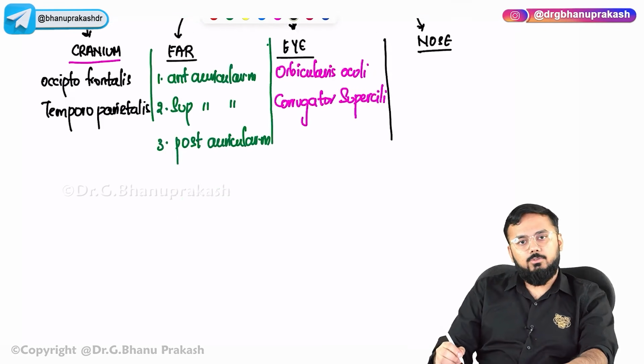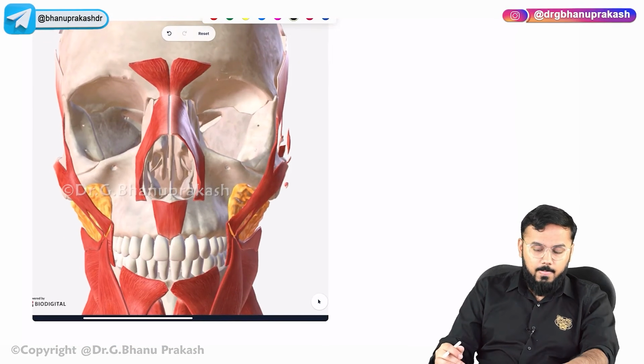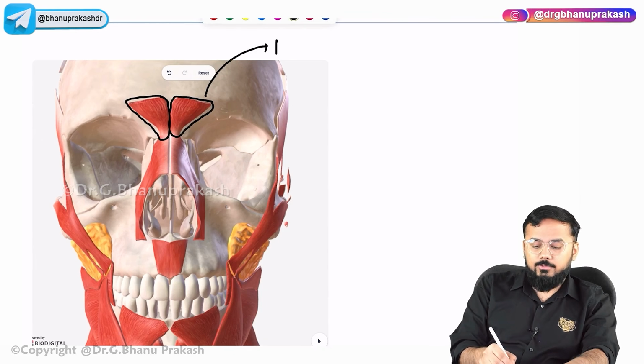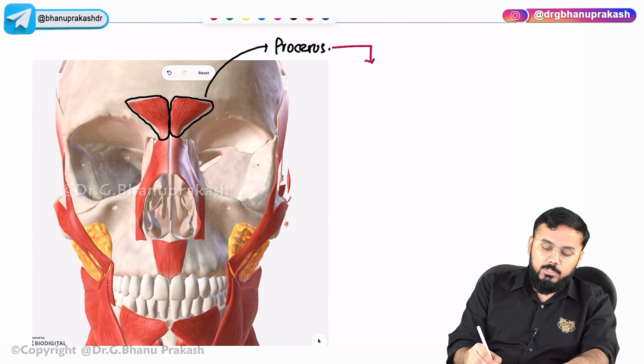Muscles that are attached to the nose. Okay, so let us show here, these are the muscles that are attached to the nose. Now out of these you can see a pair of muscles over here. These two muscles are called procerus. What is this? Procerus. And what is the function of procerus actually?